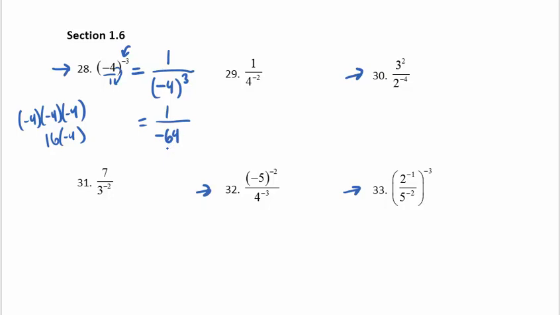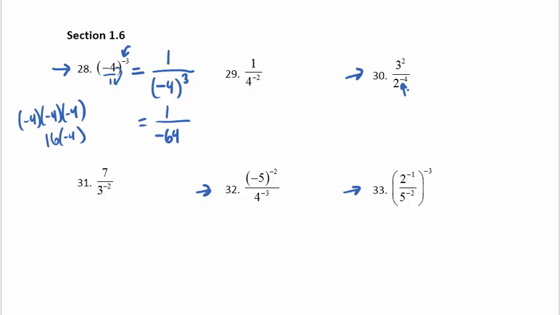Let's take a look at question 30 now. Now we want to be careful in question 30 because you see we have a negative exponent here. And a lot of times when students see that negative exponent, they automatically think, flip the fraction. Well, that's not always the case. We only want to move the thing that is actually to a negative exponent.